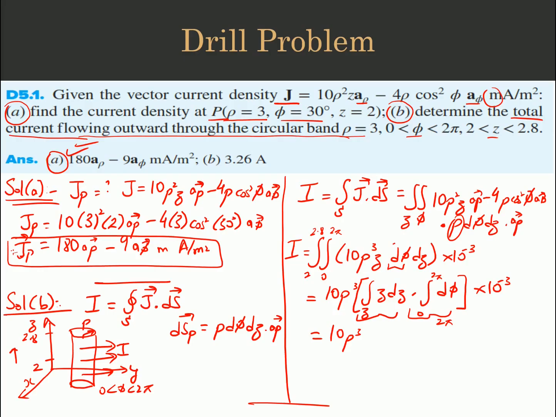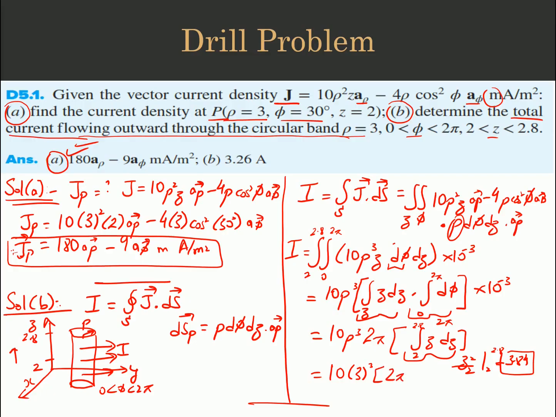So for φ it will be 2π, and then for z it is z dz, from 2 to 2.8, and this now becomes z squared by 2 from 2 to 2.8, and this comes out to be 3.84. So finally, once you have everything, you put in the value of ρ, which is 3 cubed, and then you have 2π into 1 by 2, 3.84, and don't forget into 10 raised to power minus 3.